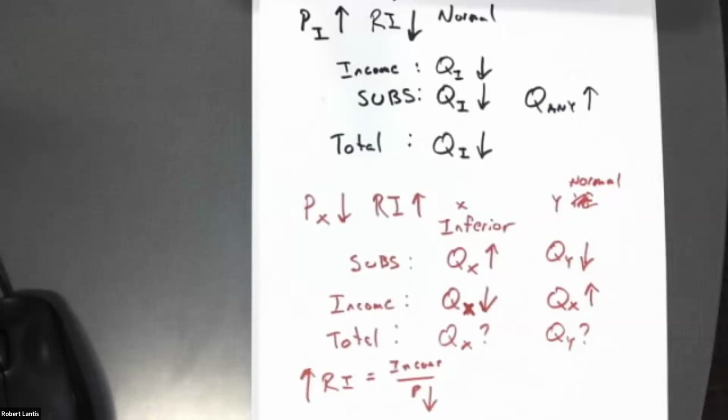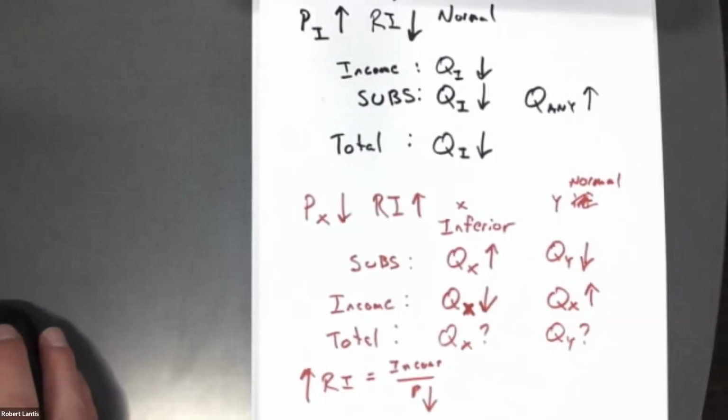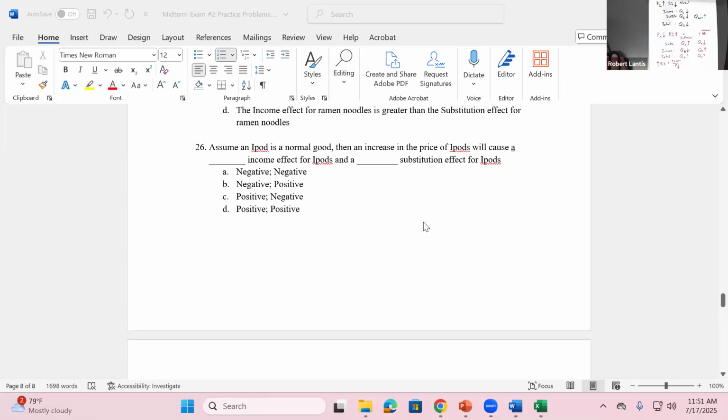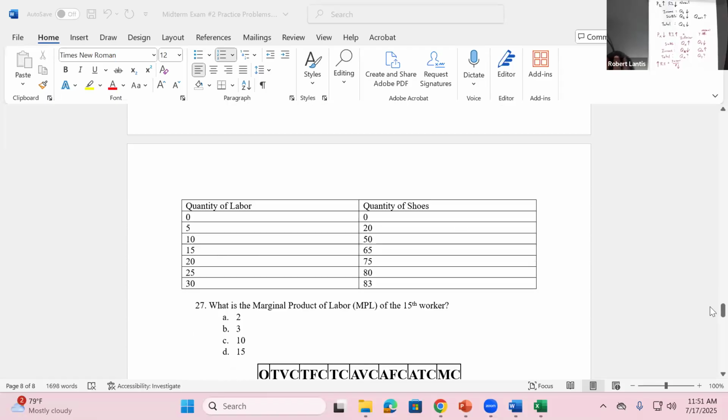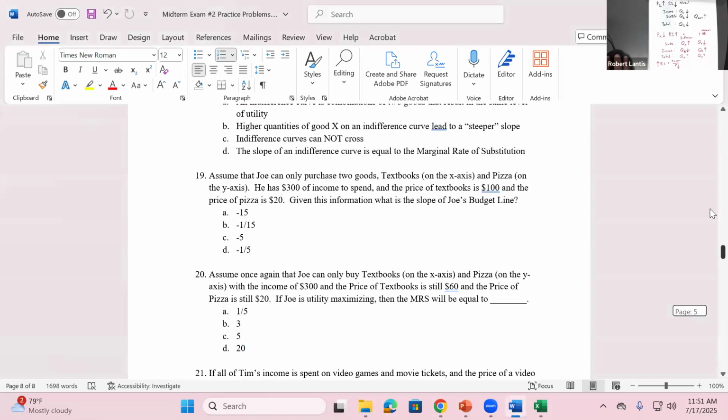Questions on that one? Okay. All right. So, any other questions that people want to see worked through before I start kind of just picking and choosing? 20, yes.